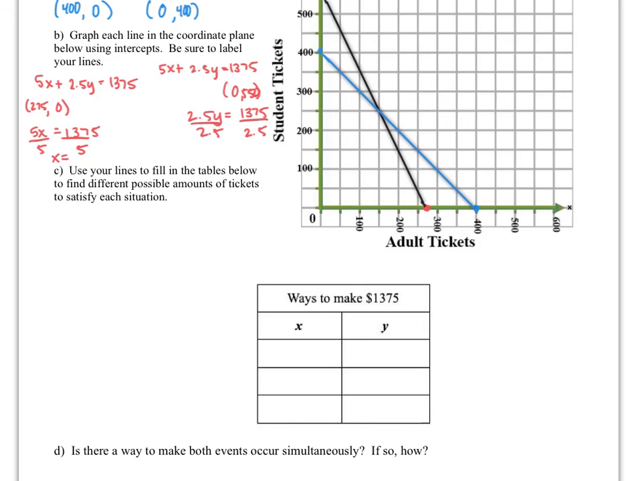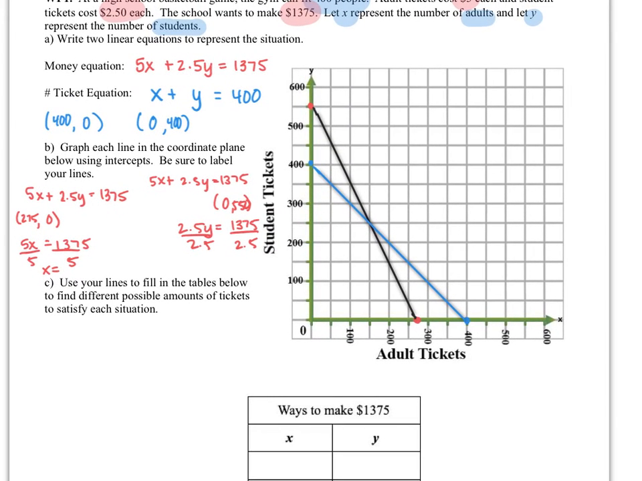So one of my tables says ways to make $1,375. Well, that was represented in this case by this black line. This line represents all the possible ways I can make $1,375. So any point along this line would make this true. So for example, this looks like maybe it would be a good point here, although it's hard to say for sure, I'd have to check.